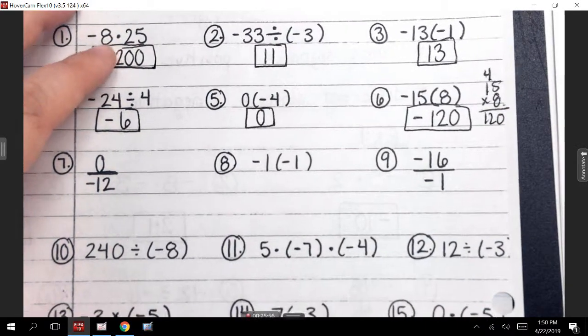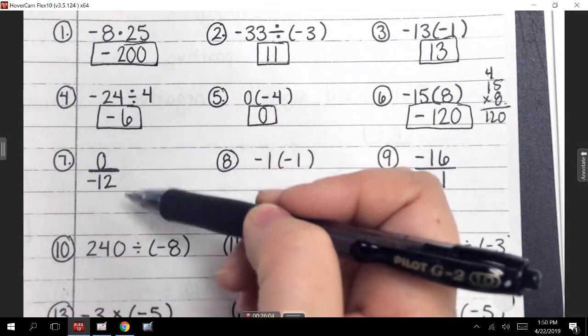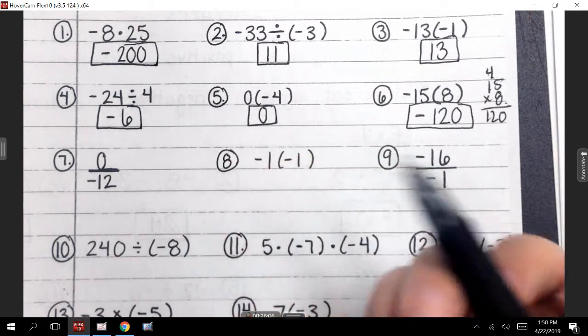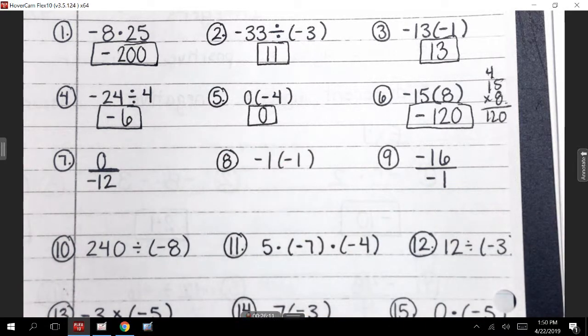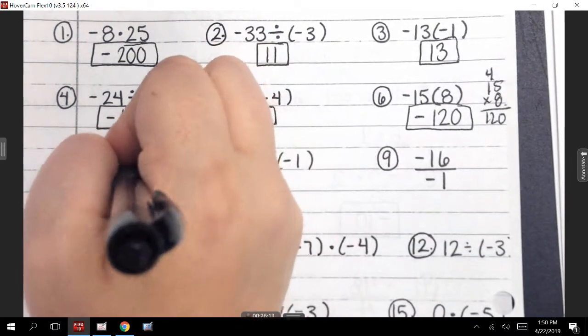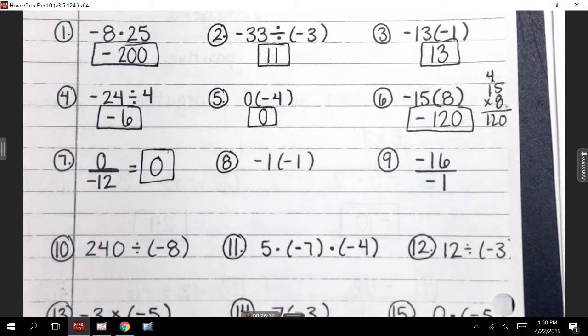All right. Number 7. Malin on number 7. All right. It is tempting to say negative because they are two different signs, right? But when I do 0 divided by negative 12, what do I get? Okay, so what number do I get? I just get 0. Remember, 0 isn't positive or negative. It's just 0. You're dividing it by 12.